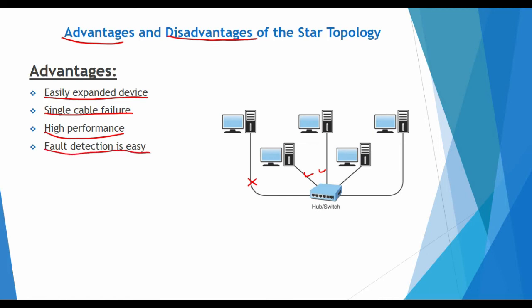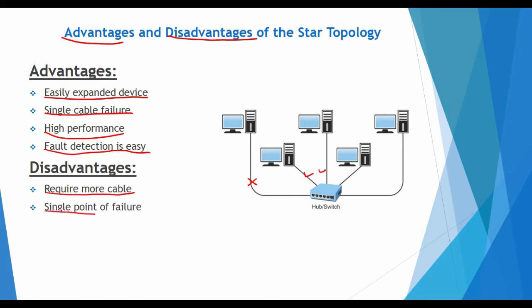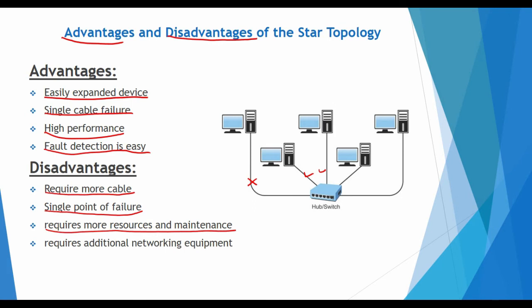And also some disadvantages are: this topology requires more cable than most of the other topologies. A central connecting device allows for a single point of failure. The switch requires more resources and maintenance, and it also requires additional networking equipment to create the network layout.